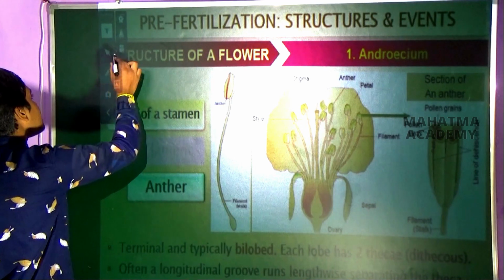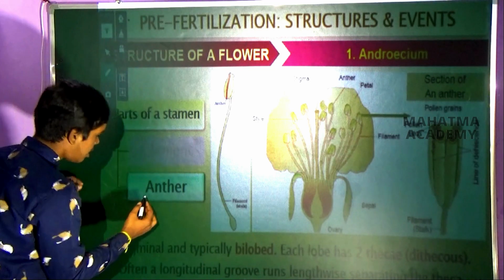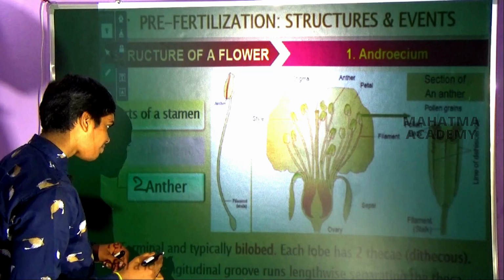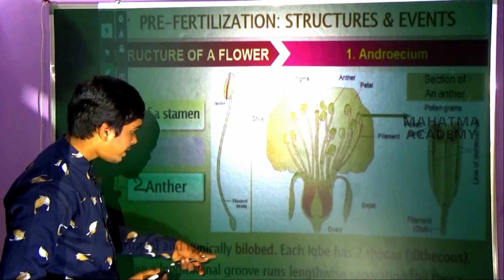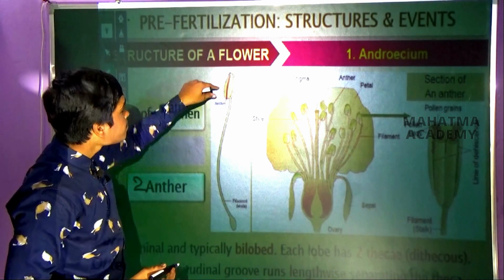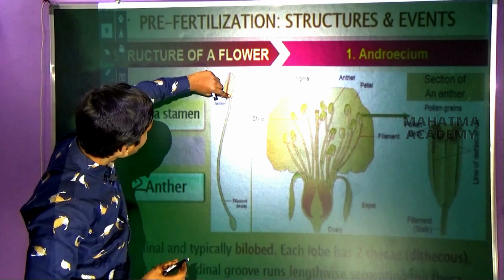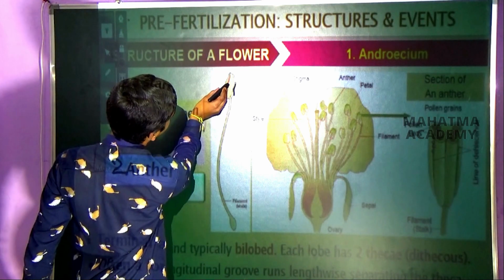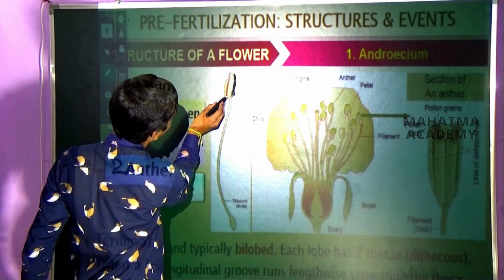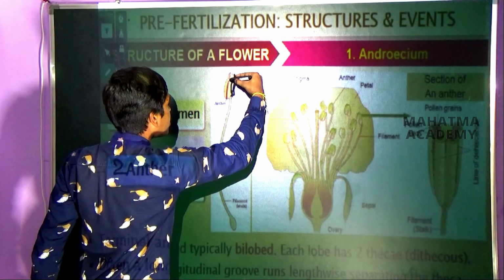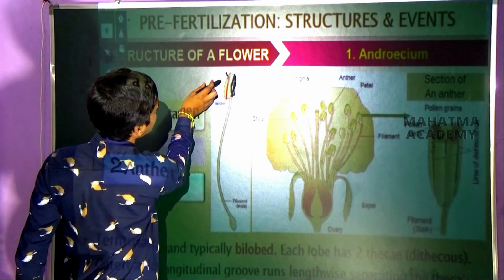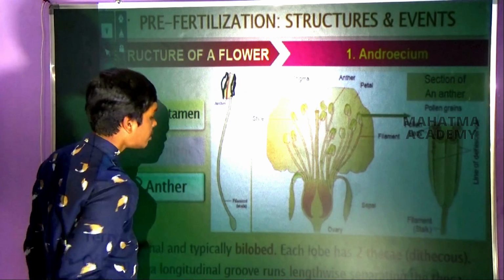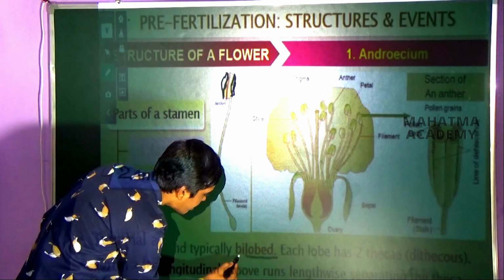Okay, now we will see about the anther. Now, anther is the second one. Now, the terminal end is typically bilobed. Look here, it is bilobed. Look, this is the one, bilobed. So, this is one lobe, and this is the other lobe. Look, this is the first lobe, second lobe. So, it is bilobed.